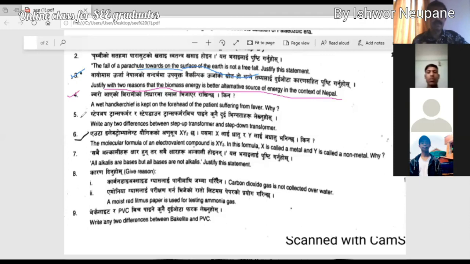Okay, so remember. Now we are in question number 5. Write any two differences between step up and step down transformer. So what are the differences? Step up converts low AC voltage into high AC voltage, and step down transforms high AC voltage into low AC voltage. That's right. Now second difference.